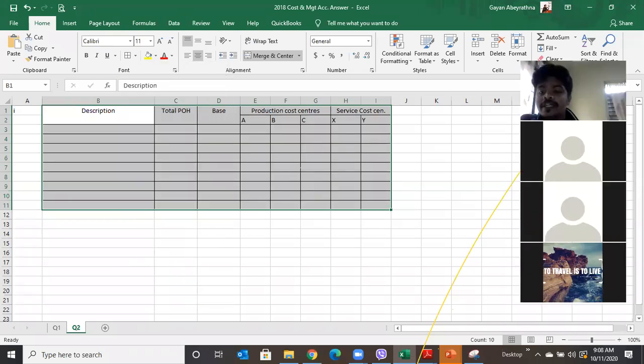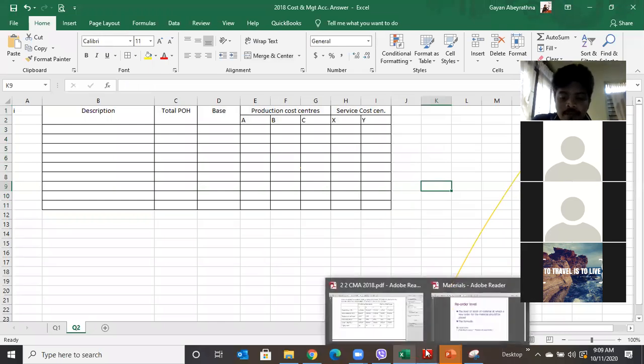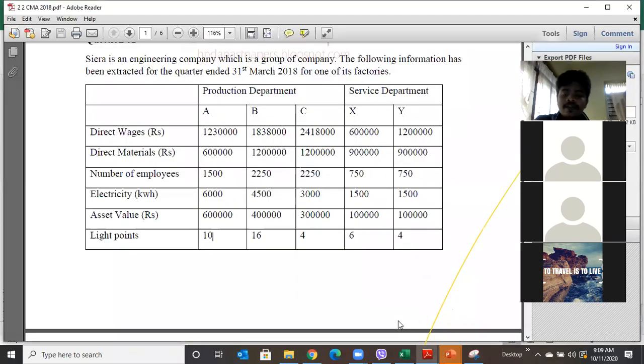Okay, if you have any doubts, please unmute and ask. Here what we are going to do is apportion the overhead costs. Here in the sum, it has given, then you can unmute and speak, it's fine.